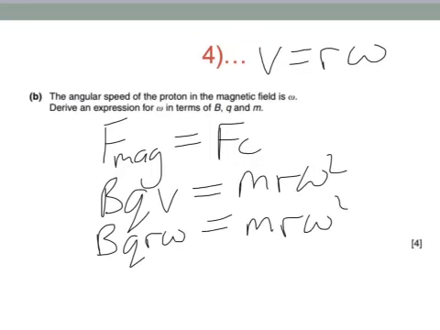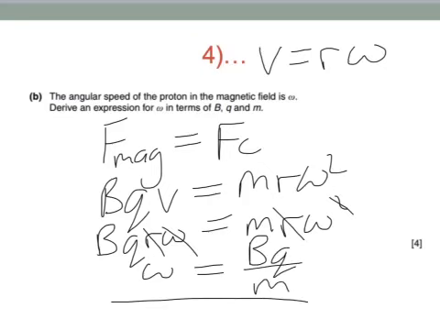And now we can cancel some things out here. We can cancel the r's out. We can cancel that omega and the squared away. And it becomes quite obvious that the expression we need is omega equals BQ divided by m. So there we go. Done. It's fairly generous, 4 marks. This is from a past paper. But yes, if you remember this derivation, it's not that bad.